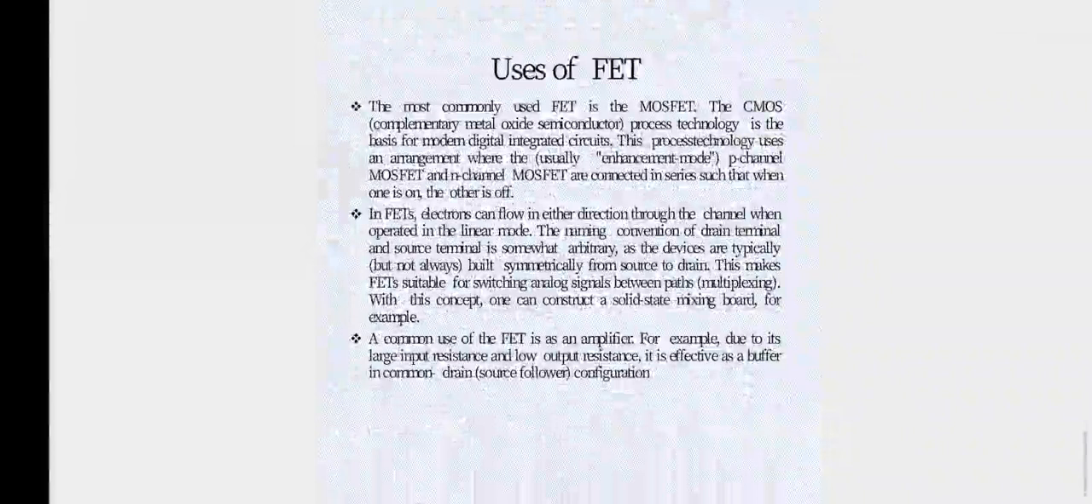So uses of FET. The most commonly used FET is MOSFET. The CMOS, complementary metal oxide semiconductor process technology, is the basis of modern digital integrated circuits. This process technology uses an arrangement where usually enhancement mode P-channel MOSFET and N-channel MOSFET are connected in series such that one is on, one is off. So CMOS is a combination of P-channel MOSFET and N-channel MOSFET. It can be operated one at a time. When P channel is operated, N channel is switched off, or when N channel is operated, the P channel is switched off. The combination is generally called CMOS.